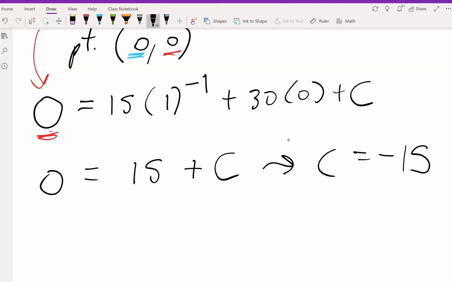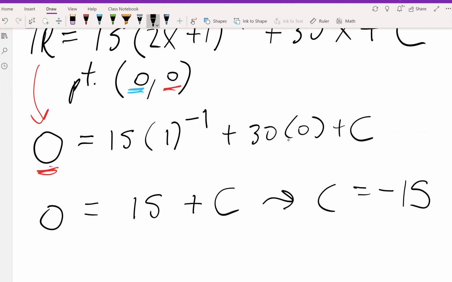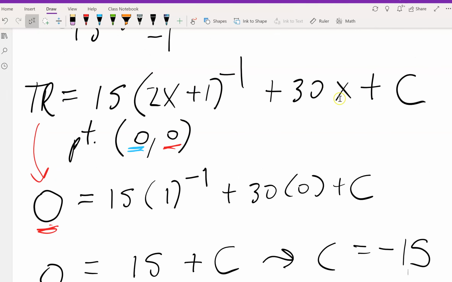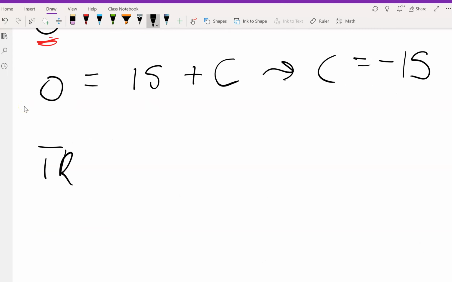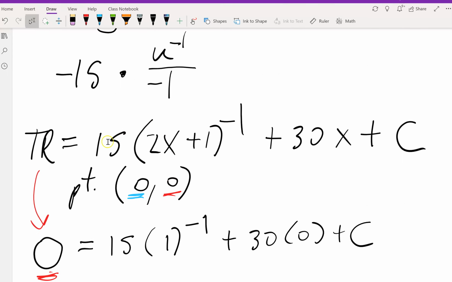Look at that. All I needed was 1 point on my curve and I can solve for C. And that's all you need. You need to tell me a point about your function, a starting point, an ending point, some point on your curve that I can plug in for X and set for the Y value equal to the function and solve for C.